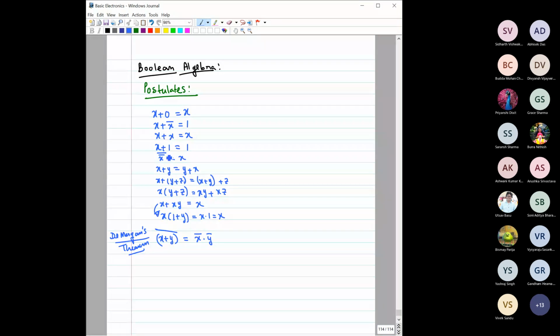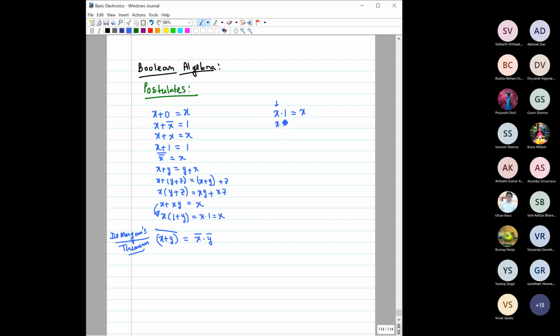Here you can see OR operations, this plus. Similarly, we can also write similar things for AND operations. For example, x dot 1. This is basically an AND operation with 1, so it depends on the value of x only. If x is 1, then 1 dot 1 becomes 1. If x is 0, then the output would be 0 only. So it is basically x.